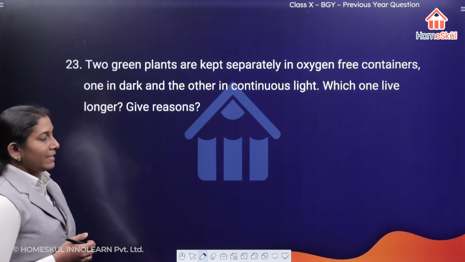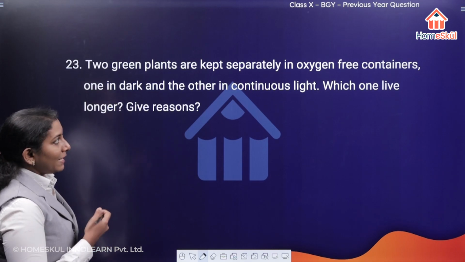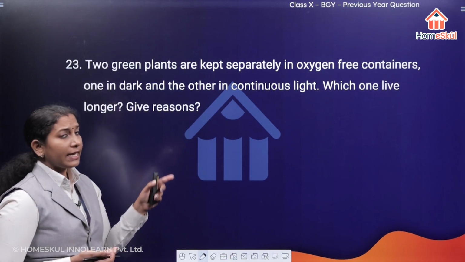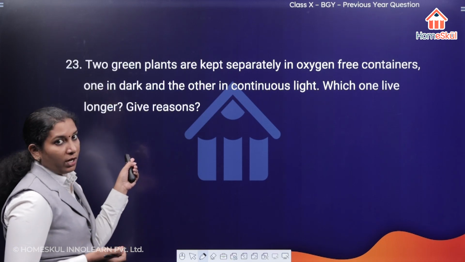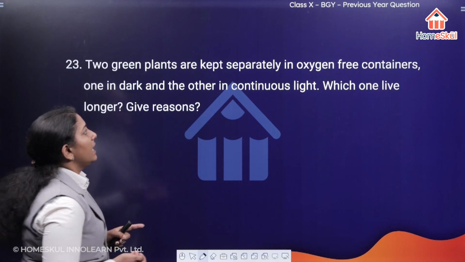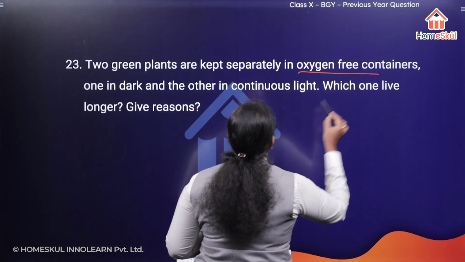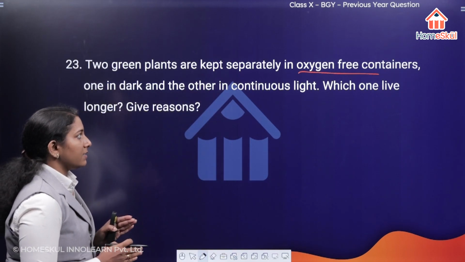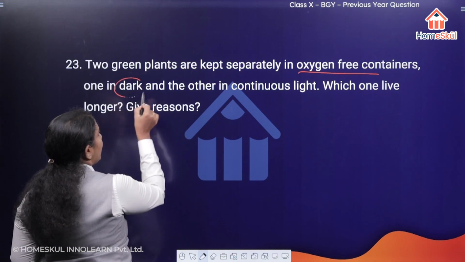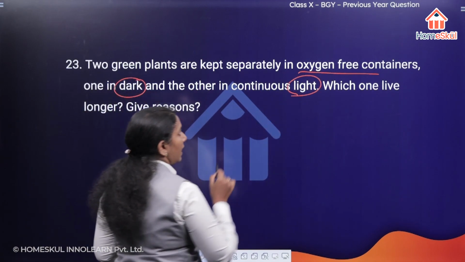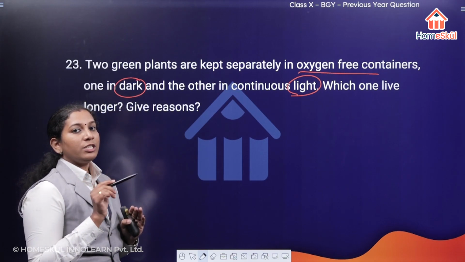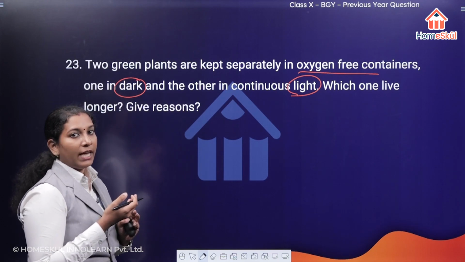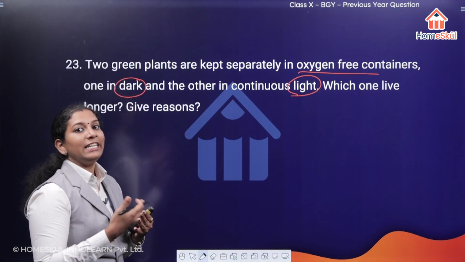Then question number 23. Two green plants are kept separately in oxygen-free containers, one in the dark and the other in a continuous light condition. Which one will live longer? Give reason. Obviously, two green plants were kept in separate oxygen-free containers, one in dark condition and the other in light condition. And obviously you know that the plant which continuously gets light will live longer.